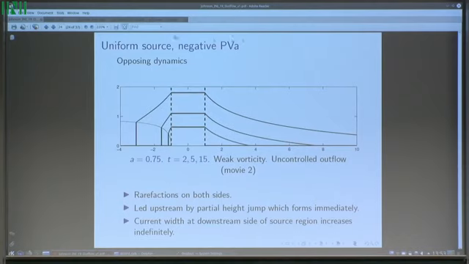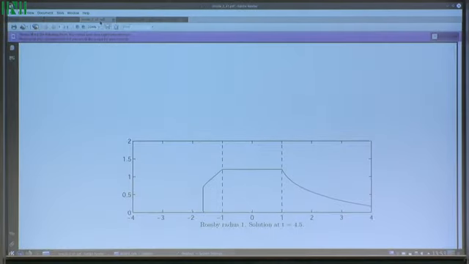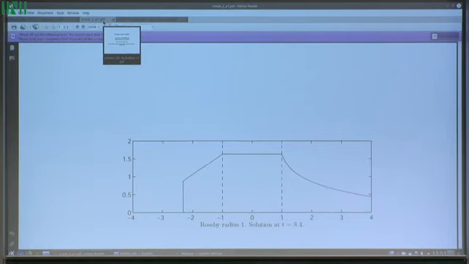And I can show you a movie of that. So we're driving fluid out with uniform velocity out of between -1 and 1. We get an upstream rarefaction here, and we get a downstream rarefaction, in this case led by a shock.